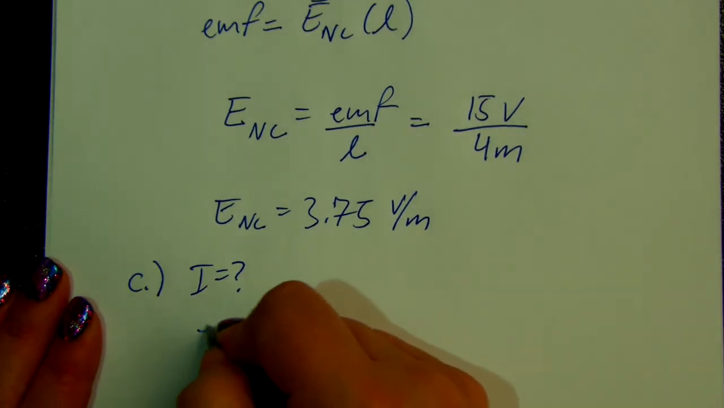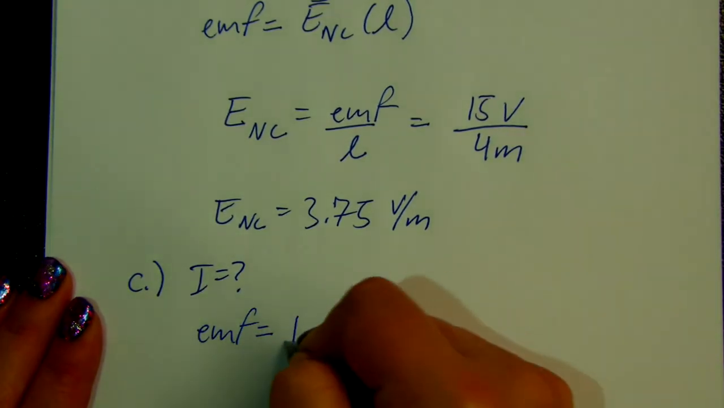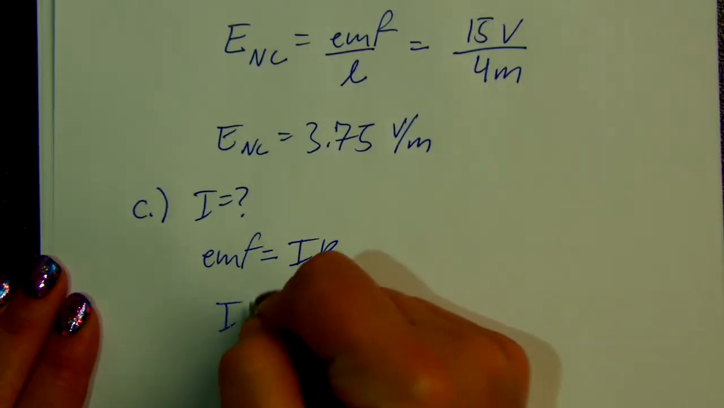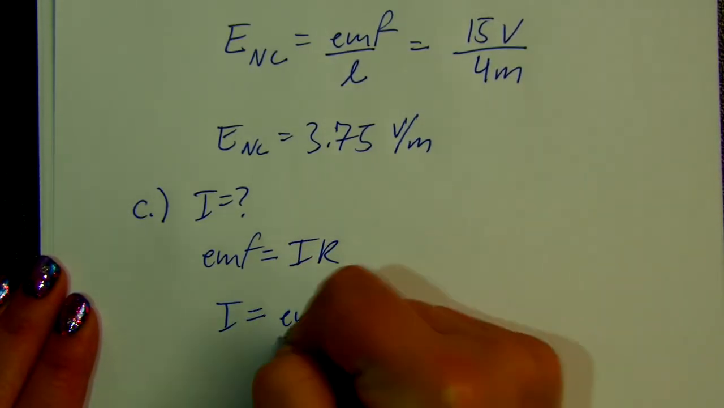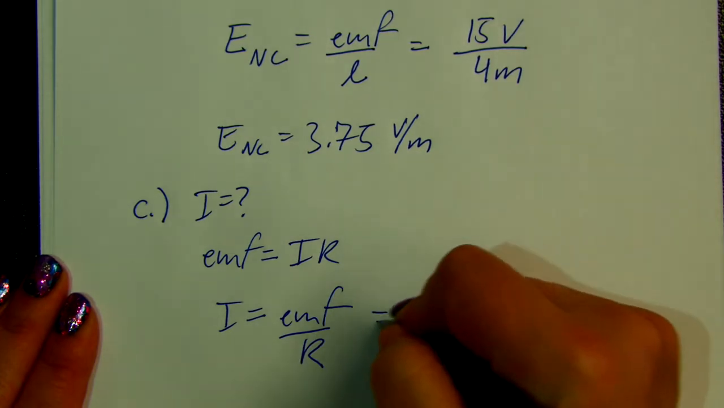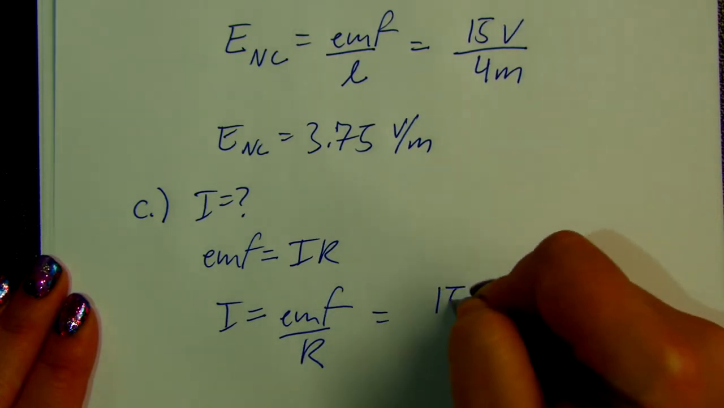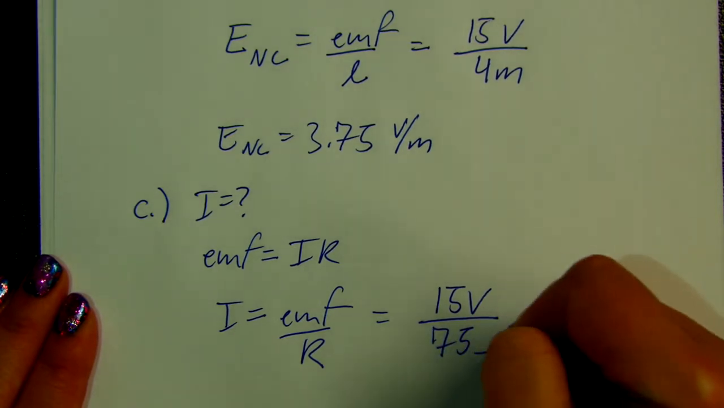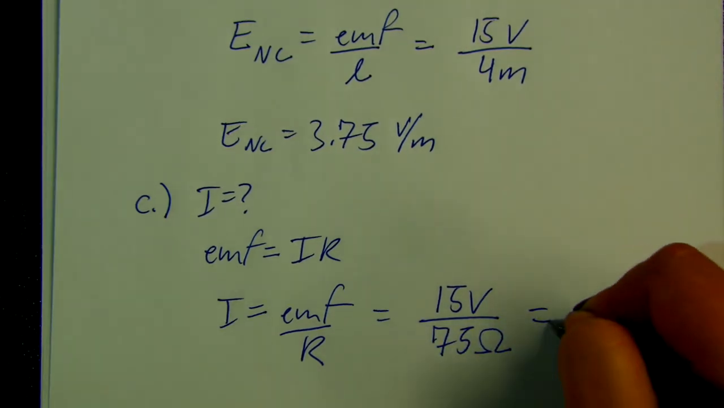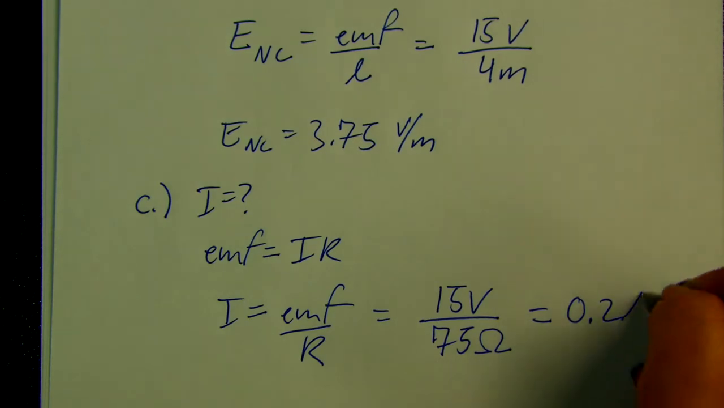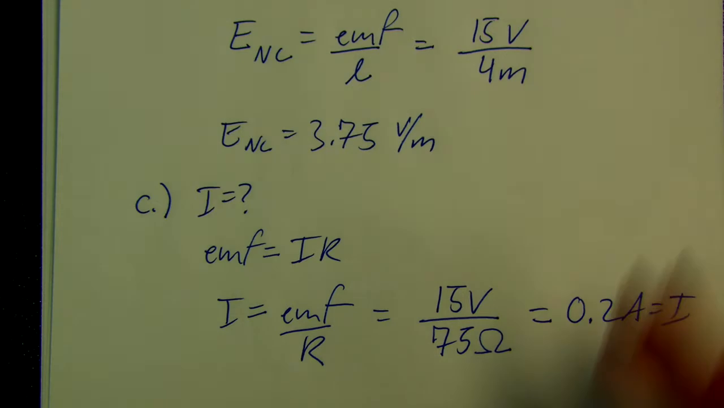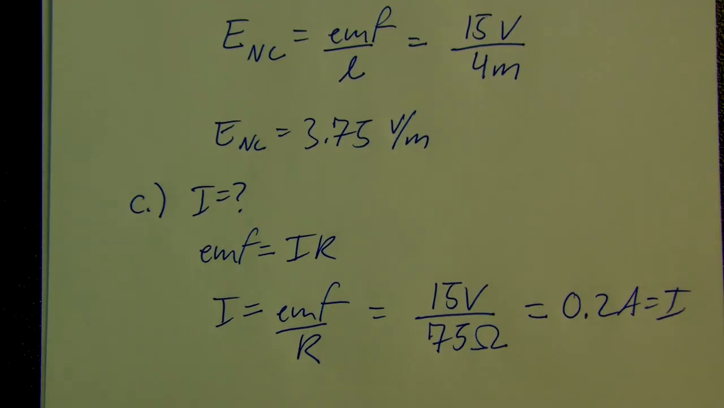Okay, so part C, we wanted to know the current. So we have EMF is equal to the current times the resistance. So the current is equal to EMF over R. We've already calculated the EMF. It's equal to 15 volts. The resistance was given to us, 75 ohms. And so this is equal to 0.2 amps is equal to the current. So that is how you play these games.